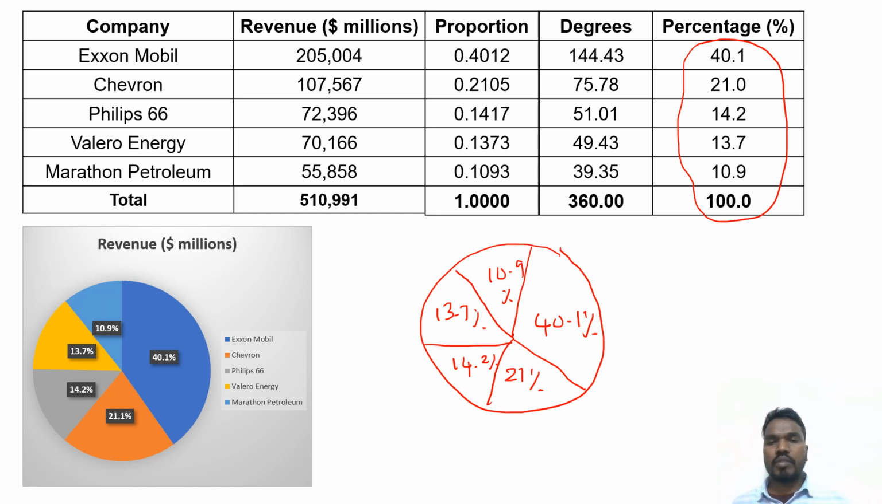So what is the first step? First find the total, then find each proportion. For each proportion, then find the degree. From each degree, find the corresponding percentage to draw the pie chart. Clear? So very simple.